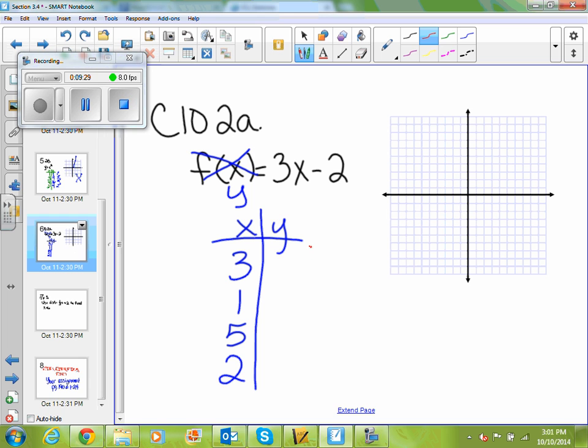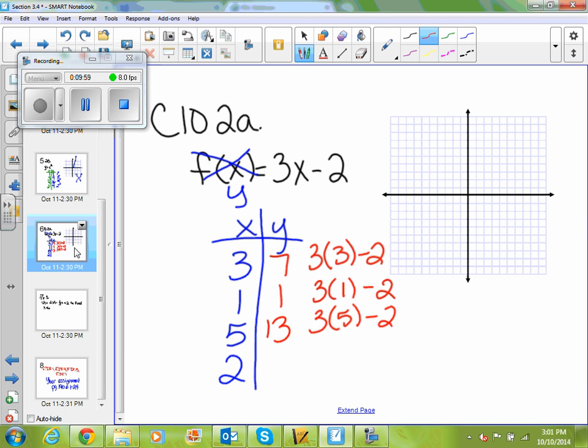So if I plug in 3, I get 3 times 3 minus 2. What's 3 times 3? 9 minus 2 is 7, okay? Niles, this was your number, so you're going to walk me through this one, okay? So 3 times 1 minus 2. What's 3 times 1? 3. 3 minus 2 is 1. Perfect. Okay? Alright, Kyle, your turn. 3 times 5 minus 2. 3 times 5 is 15. 13. Perfect. And Ethan, 3 times 2 minus 2. 3 times 2 is 6 minus 2 is 4. Okay, so we get our numbers.